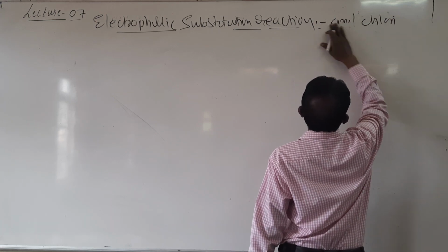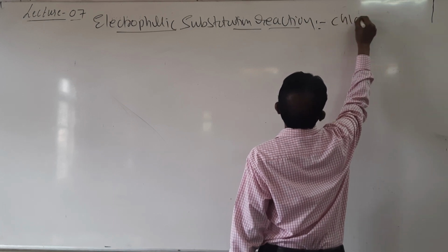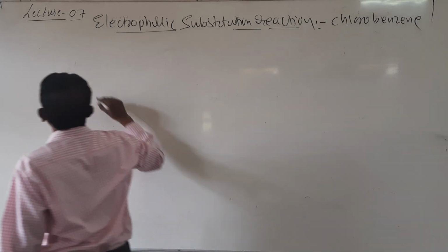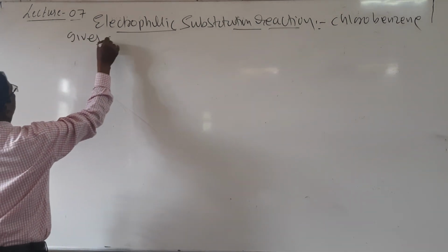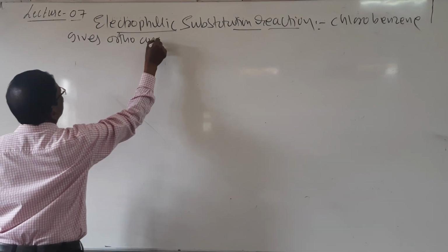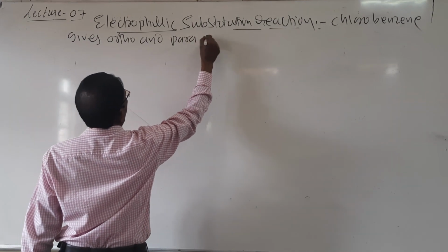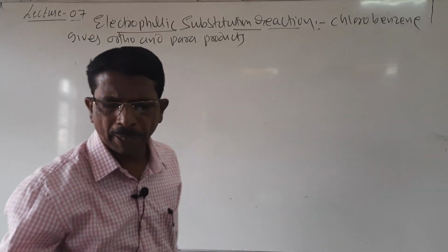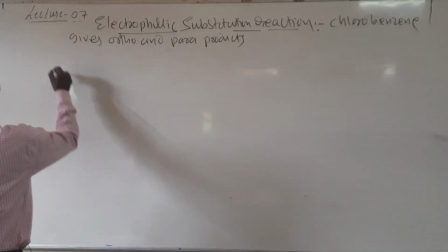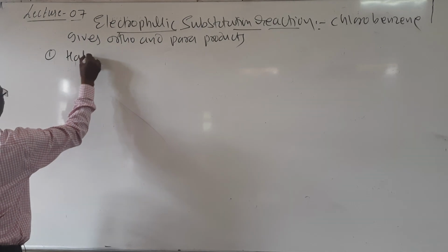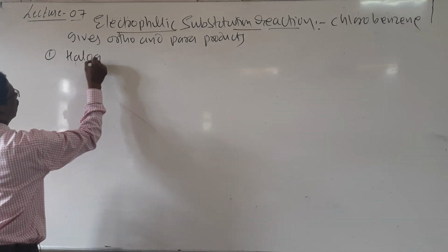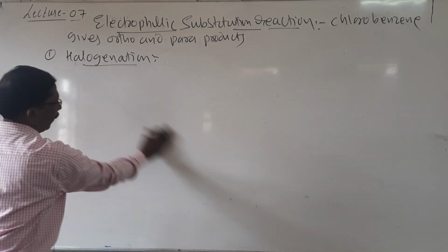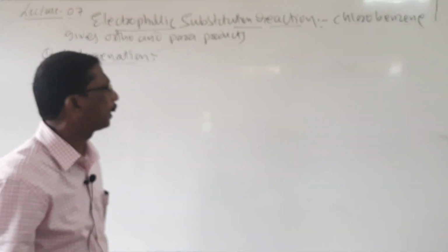Aryl chloride or chlorobenzene gives ortho and para products. So the first reaction is halogenation. Look here, students, halogenation. What happens here?